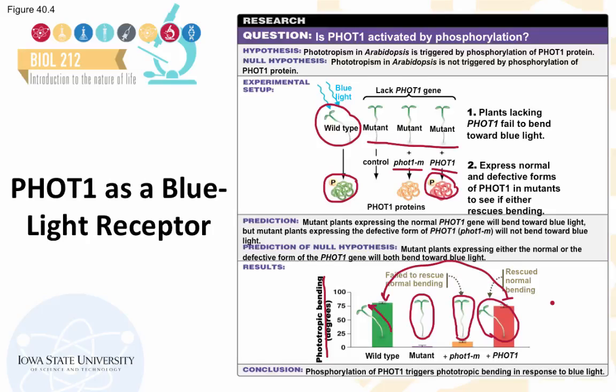This indicated to the scientists that phosphorylation of the FOT1 protein triggers phototropic bending in response to blue light. Because a mutated copy of FOT1 protein that was not able to be phosphorylated could not rescue the normal bending response, in comparison to a completely functional copy of FOT1 protein that could be phosphorylated, which was able to rescue the bending response in the mutant plants.